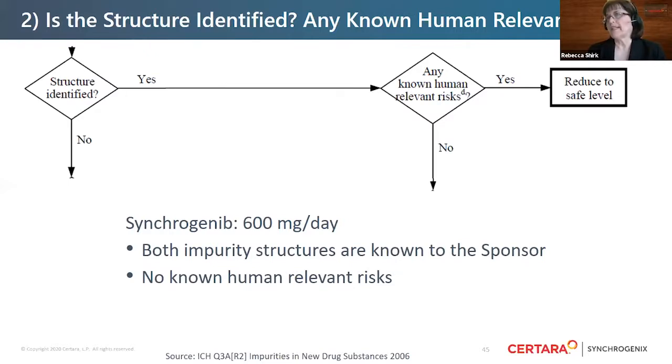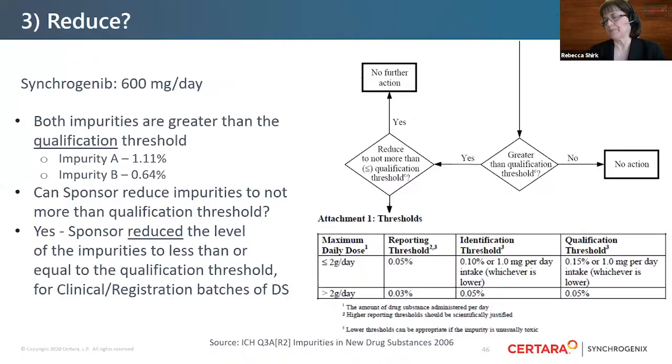So the next question is, are the structures known? The sponsor successfully determined the structure of the impurities and accordingly did literature searches and in silico analysis to determine whether there was any potential for mutagenicity. For both impurities, there was no known relevant risk identified. Then the next question is whether the impurities exceed the qualification threshold.